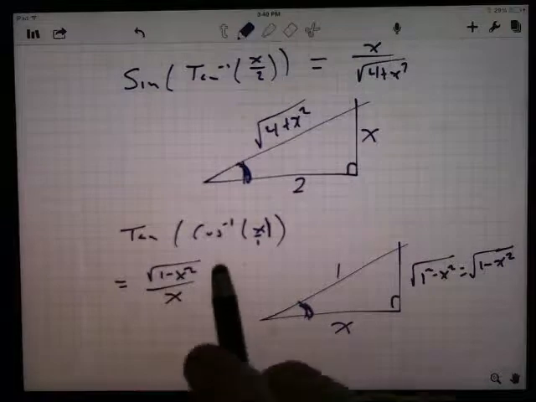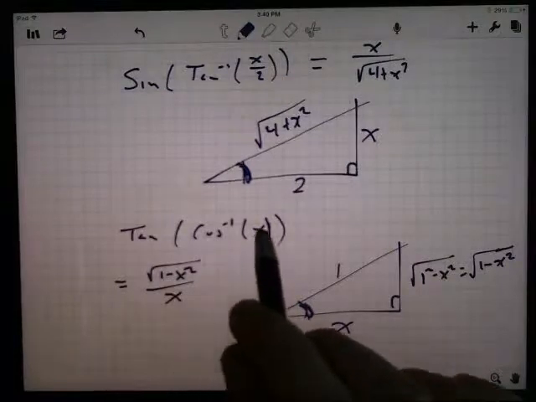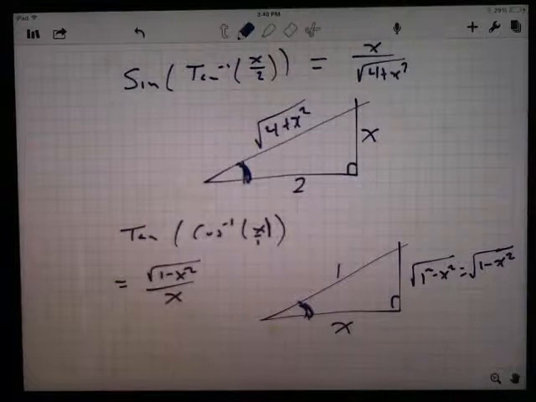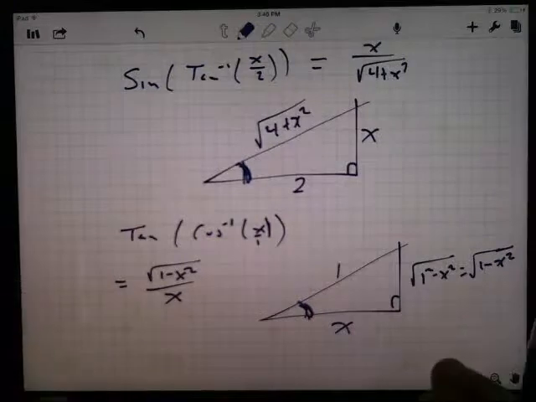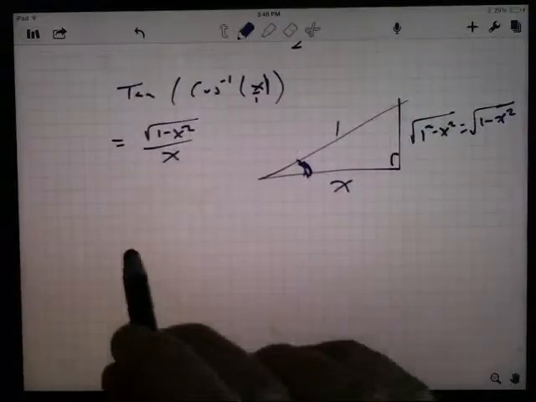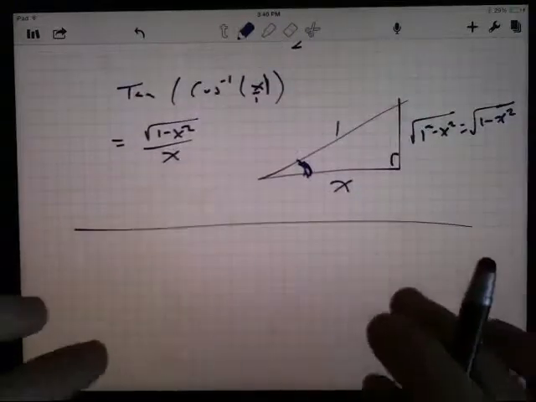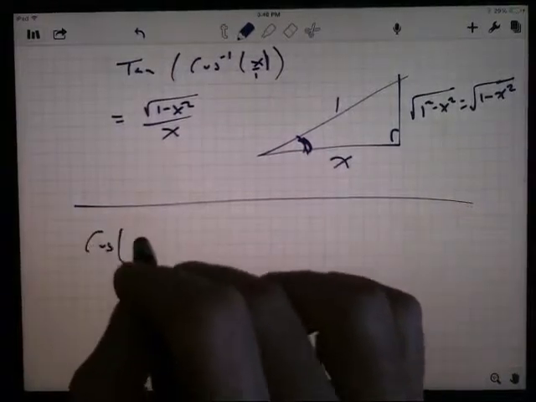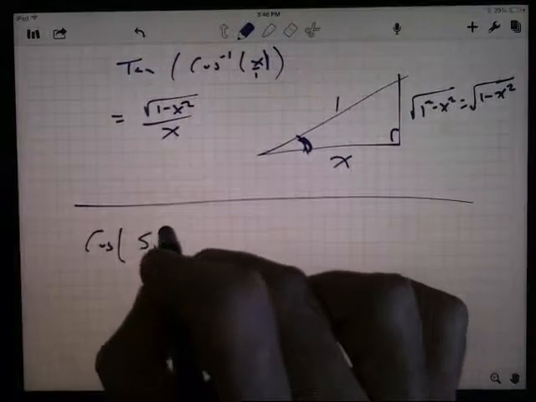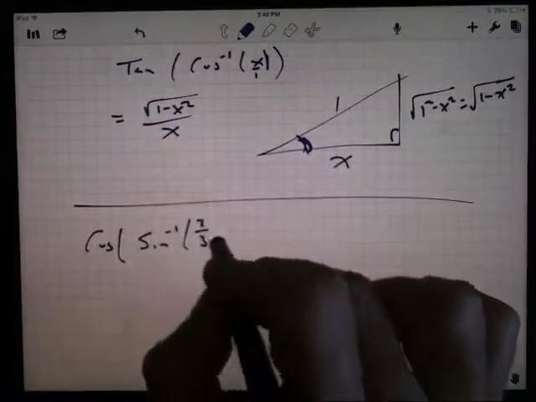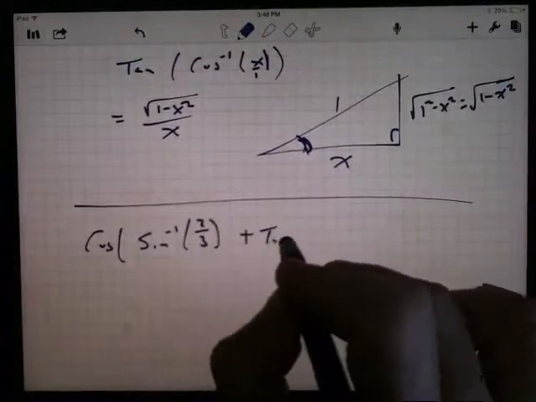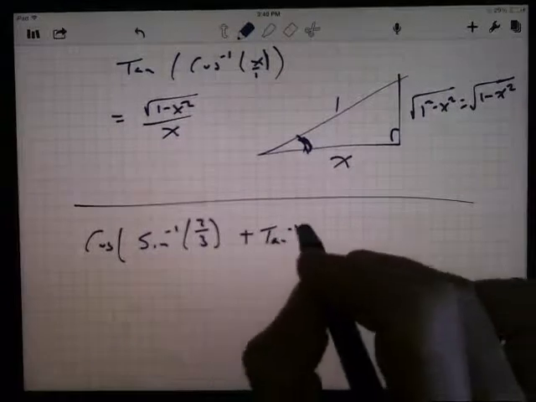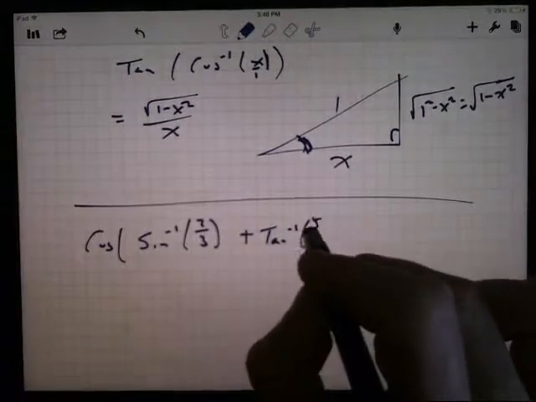Point is, if I say inverse cosine of something, then I've just told you 2 sides. If you get 2 sides, you get all 3. You can figure out any trig function you want. Okay. There's that kind of example. There's also things like this that I want to do. What is the cosine of the sine inverse of 2/3 plus the tangent inverse of 5/4?